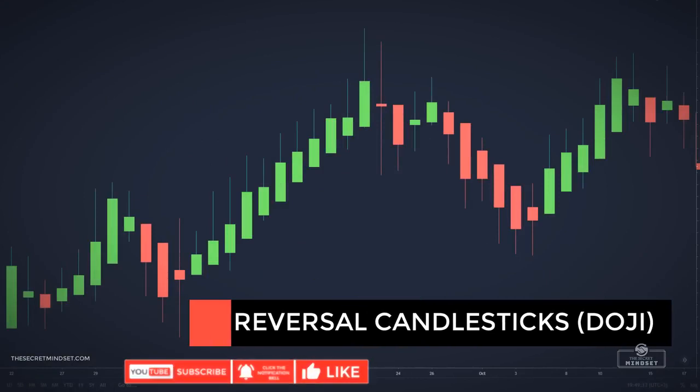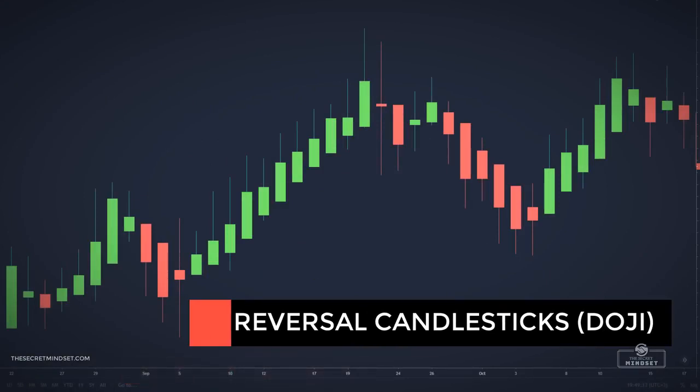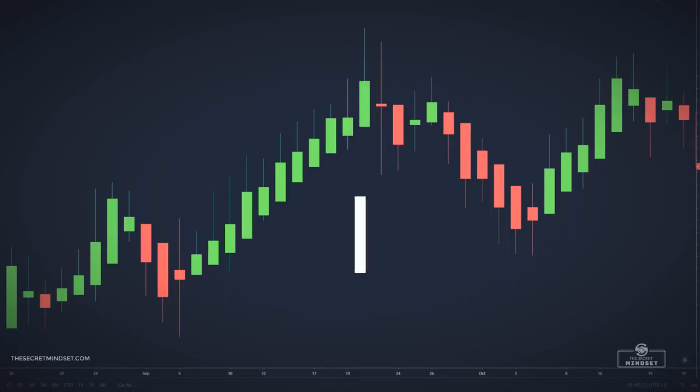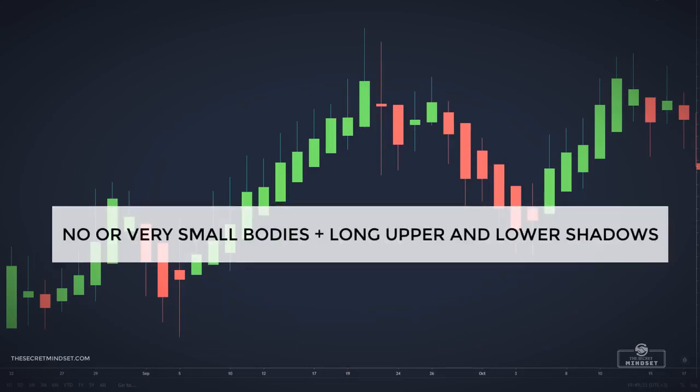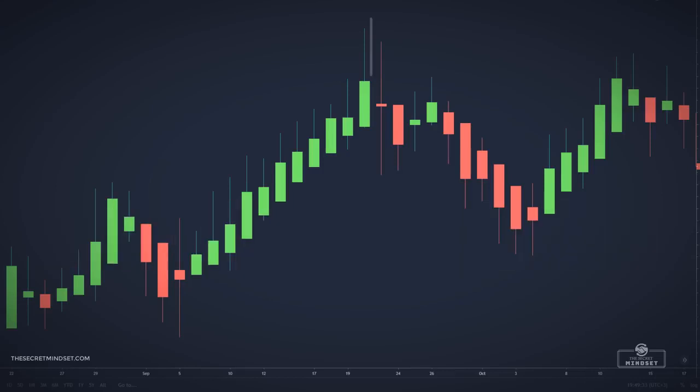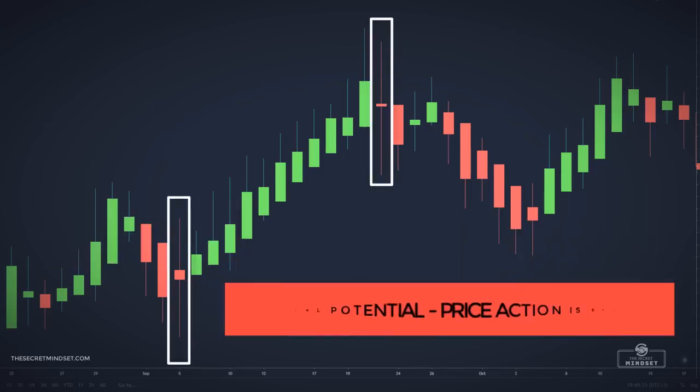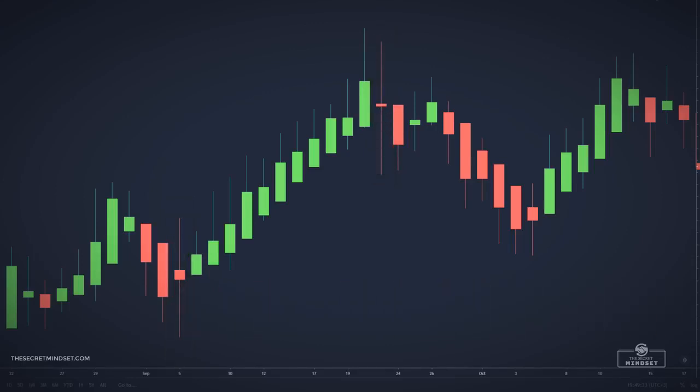Reversal candlesticks in Heikin Ashi chart look like regular doji candlesticks. They have no or very small bodies, but long upper and lower shadows. The doji, when it appears after a directional move, has a reversal potential and indicates that the price action is stalling and might be poised to start a counter-trend move.